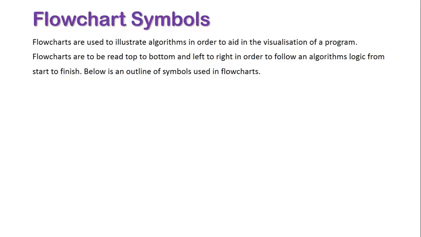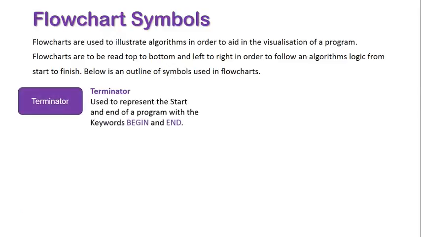So we're going to have a bit of an outline of the symbols used in flowcharts. To begin with, we have a terminator, and the terminator represents the start and finish of a program, and specifically usually has the keywords in them of begin and end, highlighting those areas of the program.